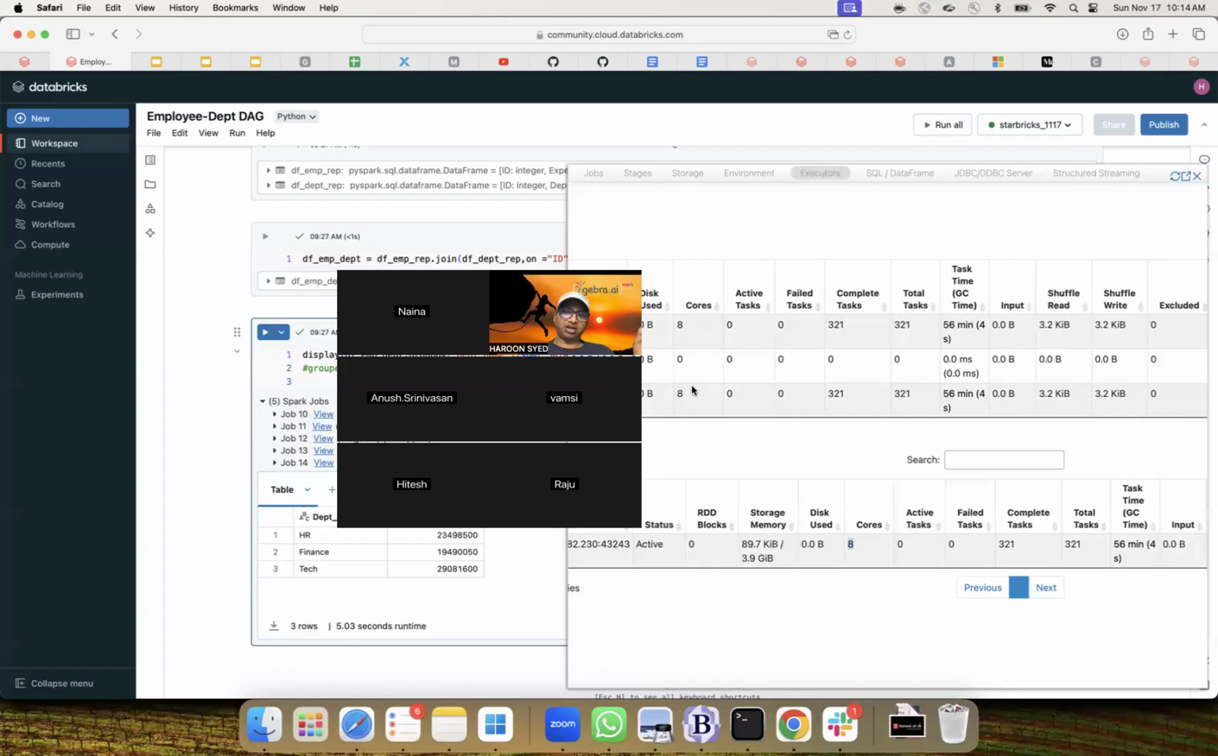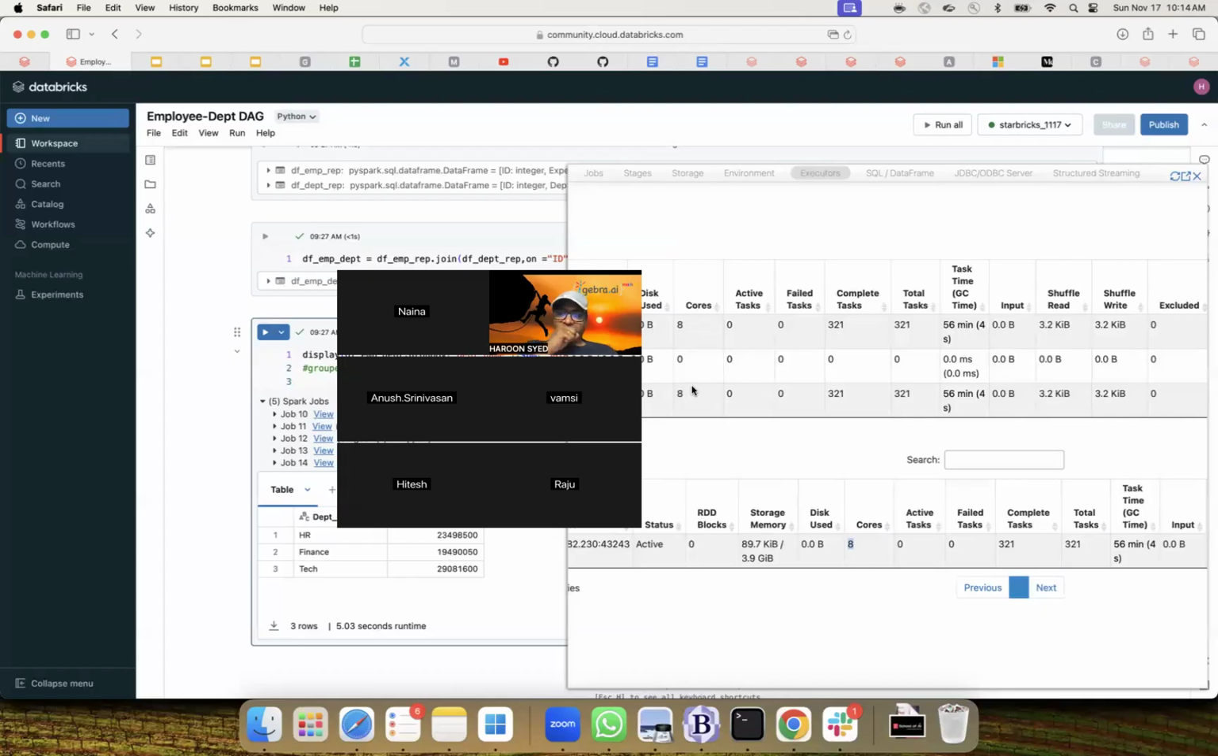Everything is hidden. You just say serverless compute. Databricks will automatically decide how many machines it has to use and what memory it has to use, based again on your data set and the complexity. So all of this is being simplified for you. Even if you're using serverless, I don't see it happening that you are not getting results, or it's getting stuck with memory errors or taking a long time.